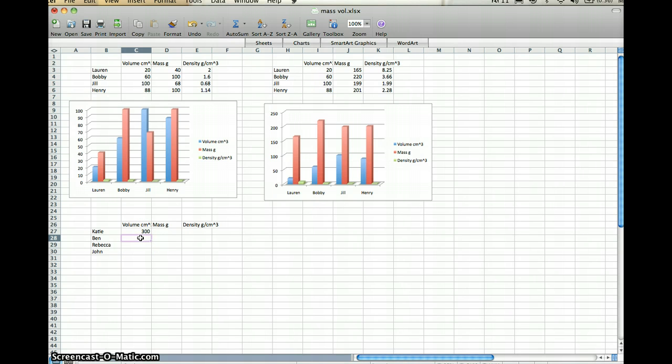So after finding Ben, Rebecca's, and John's volume, say theirs were 345, he had a big suitcase, Rebecca's was 115, and John was 25. You just want to make sure you have all your statistics in there. And then the mass could be, let's say, 100 grams, 300 grams, 26 grams, and 80 grams.